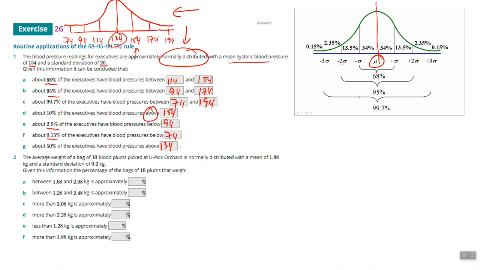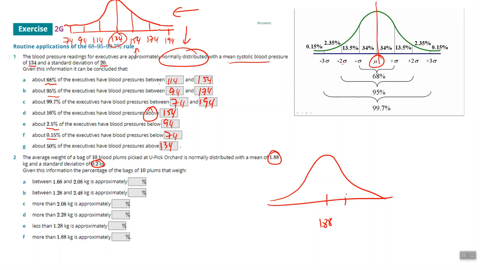We will go over the next question. I'll just go over question 2. So this is a new question. They've given you the mean and the standard deviation. So you just got to draw the bell curve. Okay, so the mean value would be, they've given it to you, 1.88 kilograms, and the standard deviation is 0.2.